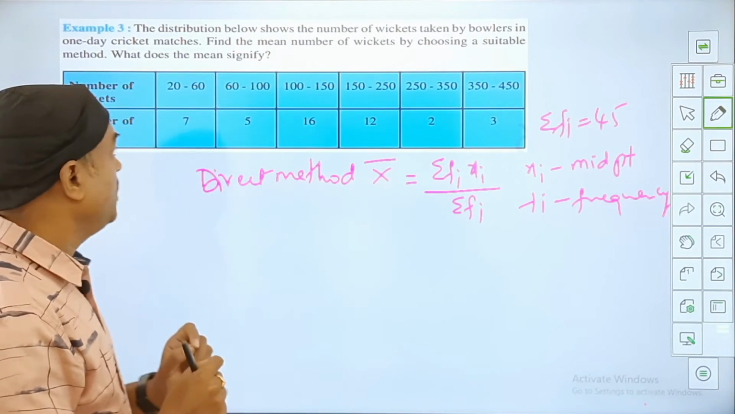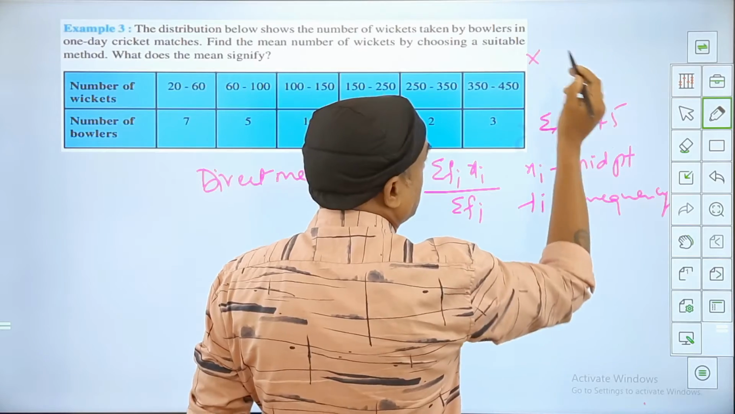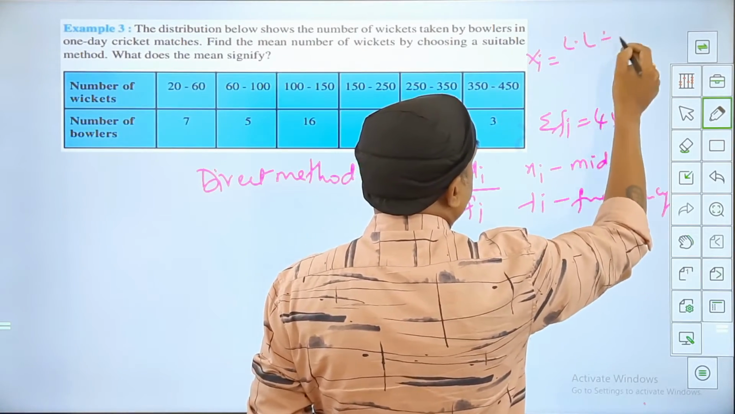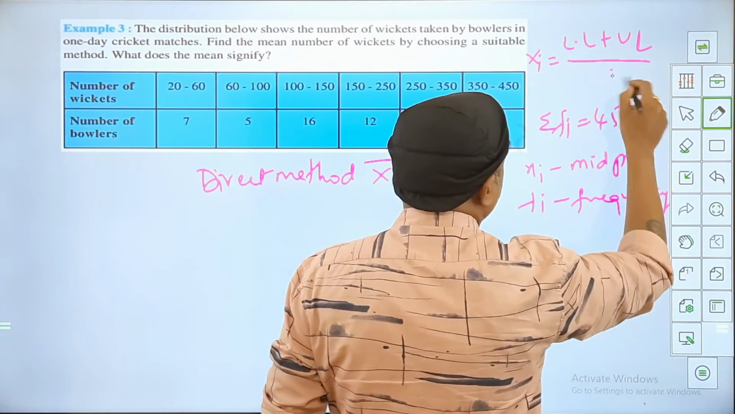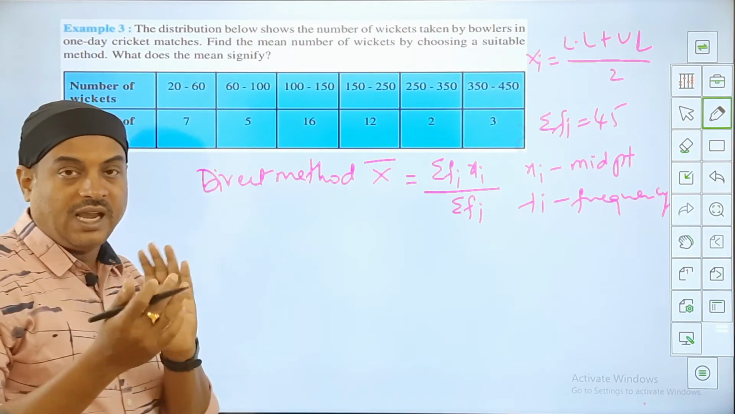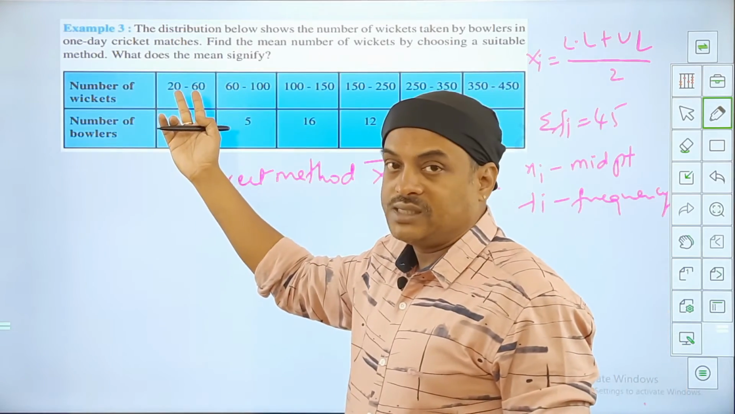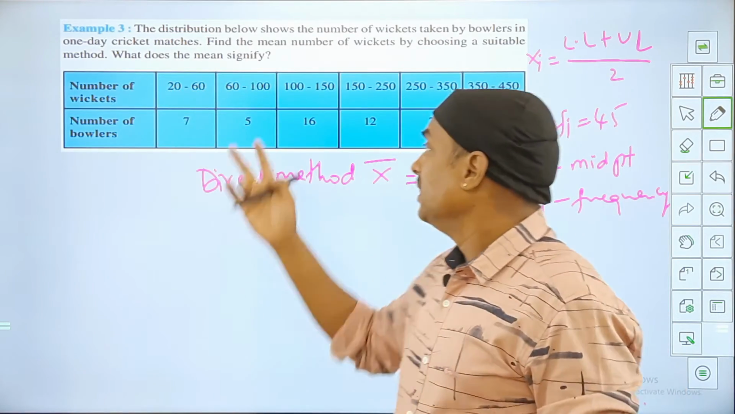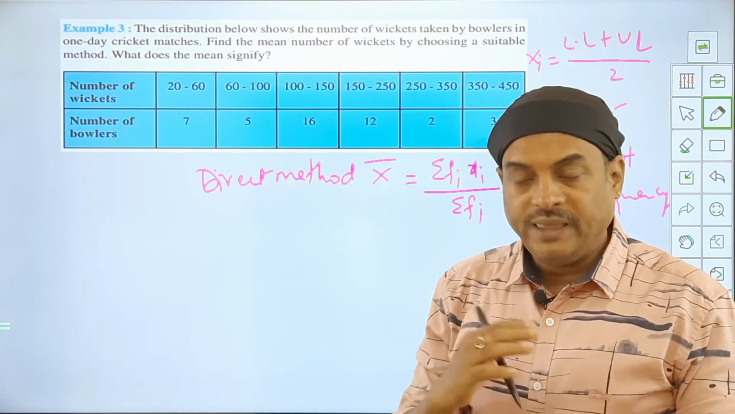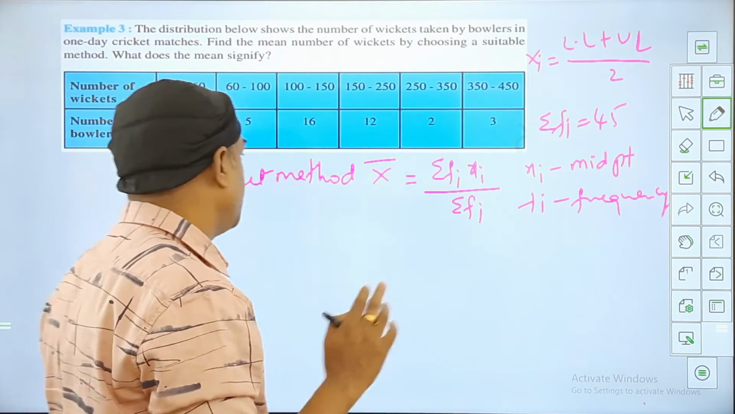Now what is the mid value here? How do we find xi? Lower limit plus upper limit upon 2 is the mid value. For example, in this case, 20 plus 60 is 80, 80 upon 2 is 40. So the mid value of this particular class interval is 40. Similarly, 60 plus 100 is 160, 160 upon 2 is 80. In that way, we'll find mid values for every block and then we'll use them. That is the first method for you.